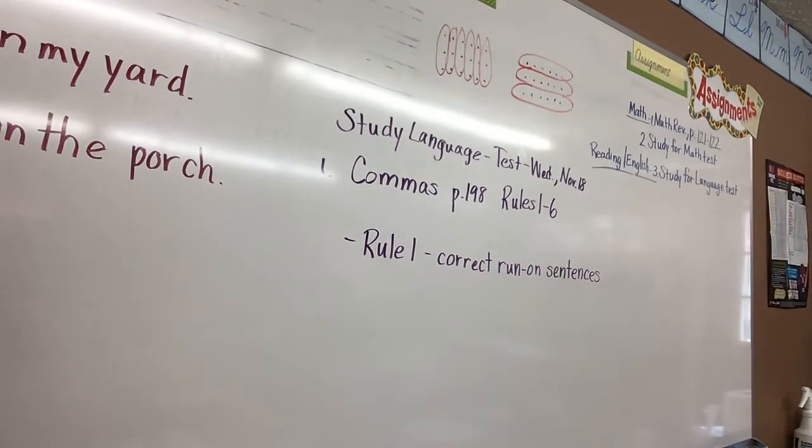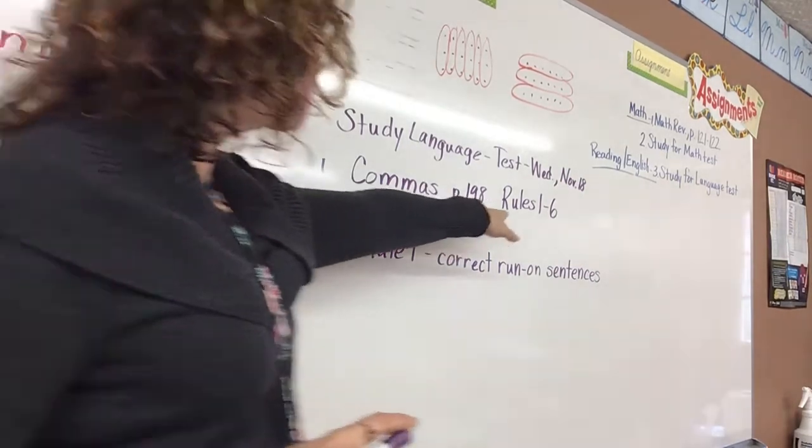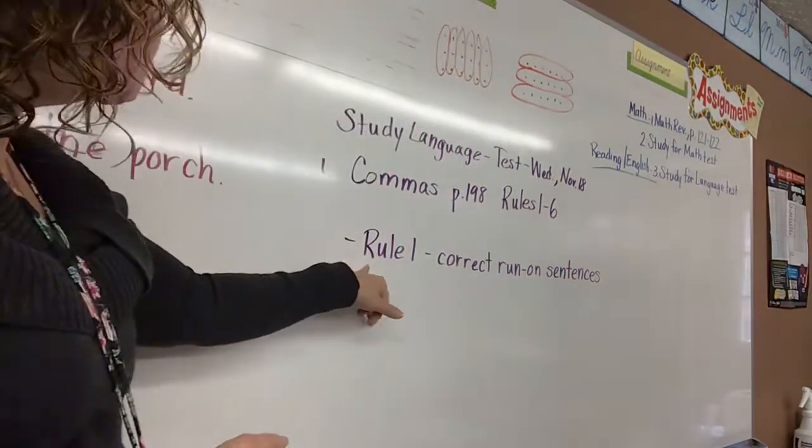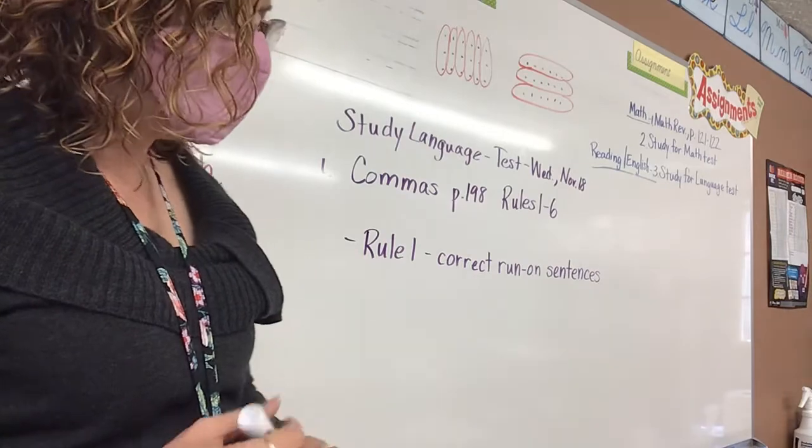Alright, we're making a study guide for the language test. The language test is tomorrow, Wednesday. First thing you need to know is commas on this. Page 198 in the back of your book, rules 1 to 6, especially rule 1. You will have to correct run-on sentences of one section.